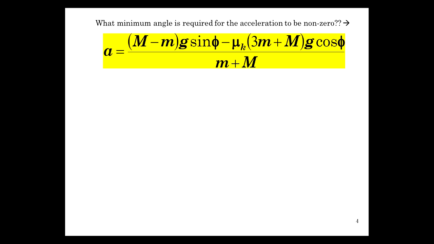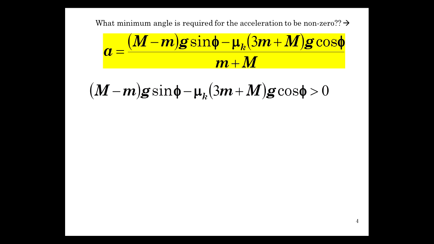We still have to figure out what minimum angle is required for the acceleration to be non-zero. Obviously, if it's sitting flat, it's not going to accelerate. As you can imagine, lifting one side, as the angle increases, the forces increase to the point where it eventually will start to accelerate. So what is that minimum angle? Well, here's our expression for acceleration. And for this to be greater than 0, of course, the numerator has to exceed 0. So let's just write that down.